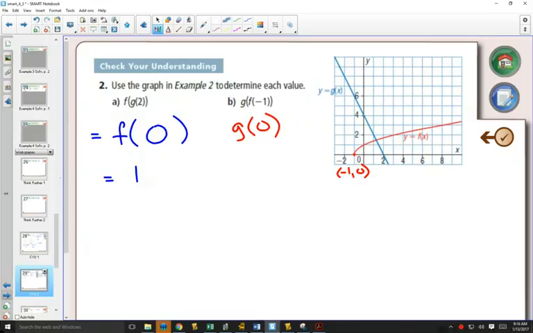It's 0. And then g of 0 is saying what is the y value in the function of g of x when x is 0? That's equal to 4. Okay, questions are 5, 7, 13, and 15.